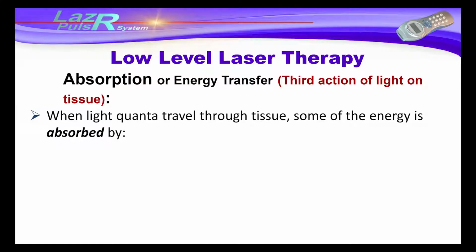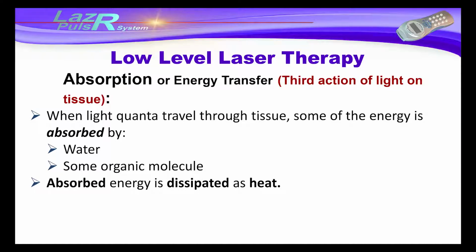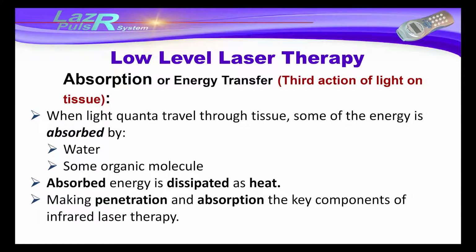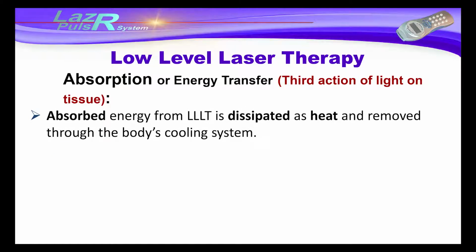The third effect of light on tissue is either absorption or energy transfer. When light quanta travel through tissue, some of the energy is absorbed by water or some organic molecule. Absorbed energy is always dissipated as heat, making penetration and absorption the key component of infrared laser therapy. Penetration delivers the energy to the deep targeted tissue, and absorption delivers the heat. But the power density of low-level laser therapy is low enough so that the body's thermal management systems are completely able to prevent any abnormal heating of the tissue being treated.